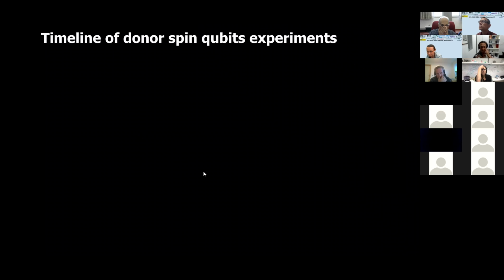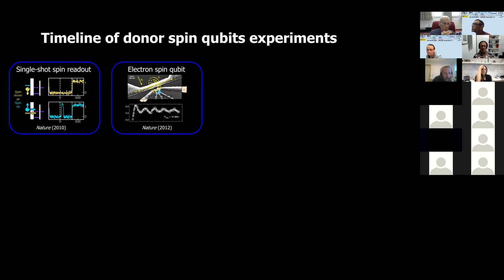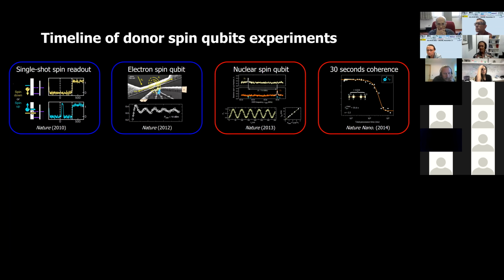So just very briefly, a quick timeline of where we come from. Basically, the field started experimentally in 2010 when we were able to do the first single shot spin readout of an electron spin bound to a phosphorus donor. Then in 2012, we made the first ever qubit in silicon using an electron spin bound to a single atom. Then in 2013, we made a nuclear qubit. And in 2014, we moved to isotopically enriched silicon-28, which is a nuclear spin-free material.